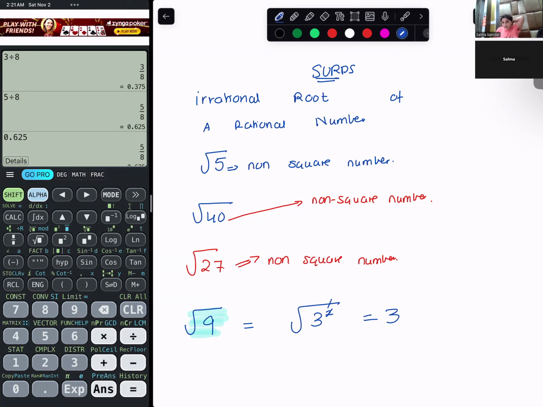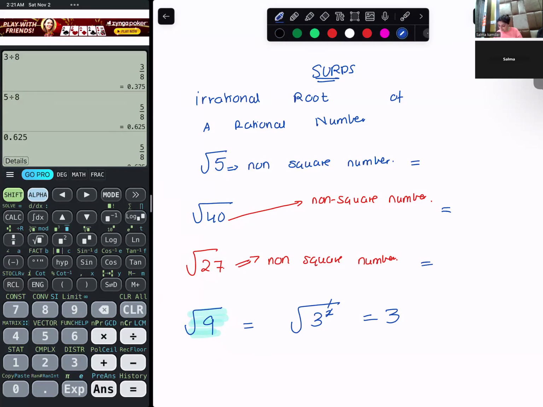A thing you have to note over here very clearly is that a surd is an irrational number. It is an irrational root of a rational number. And inside the root, the number inside the root should be a non-square number. Let's try to find out the decimals of these numbers.